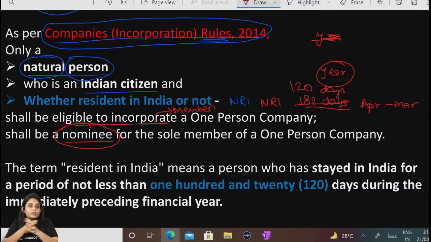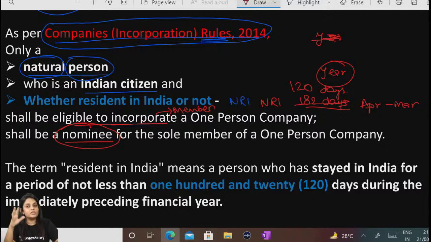So now why the concept of a nominee? Whenever a person incorporates an OPC, the memorandum of the OPC must contain the name of a person. This person is the nominee. And what is the purpose behind putting the name of this person as a nominee? That tomorrow, if anything happens to the member, the nominee will become the member of the OPC. That is in case of death or incapacity of the member.